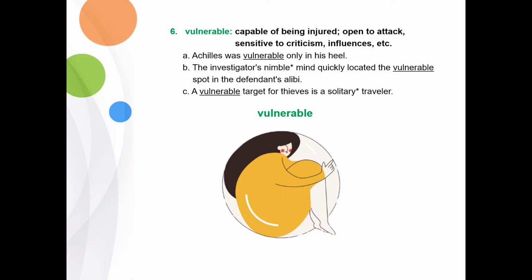Number 2. The investigator's nimble mind quickly located the vulnerable spot in the defendant's alibi. Number 3. A vulnerable target for thieves is a solitary traveler.